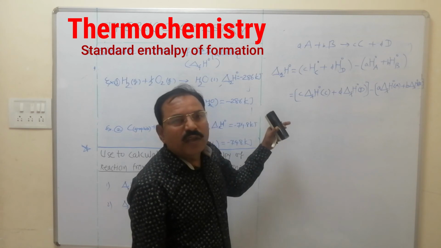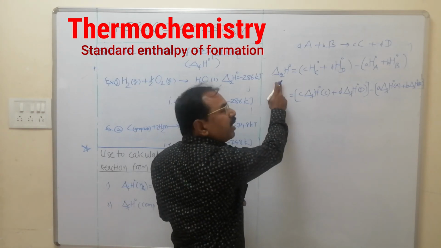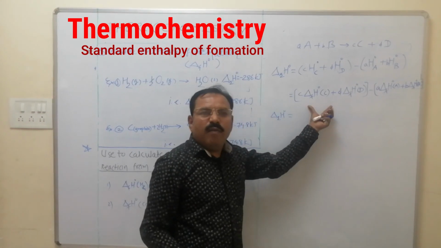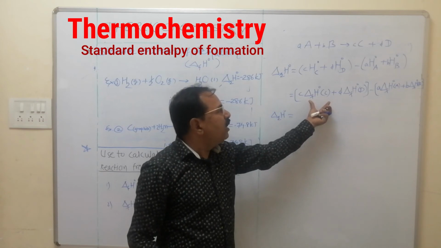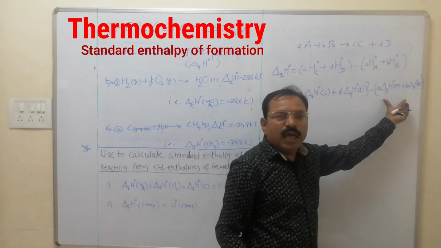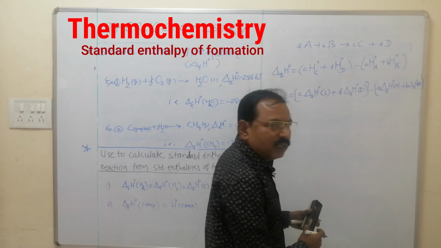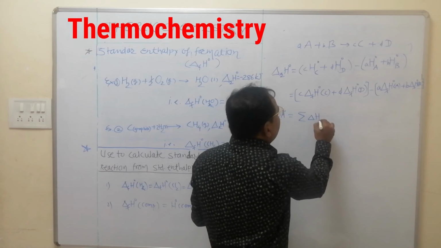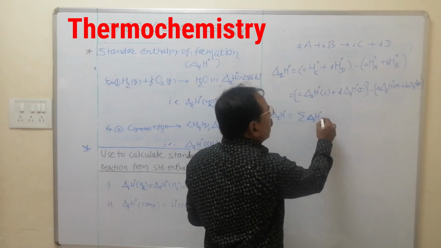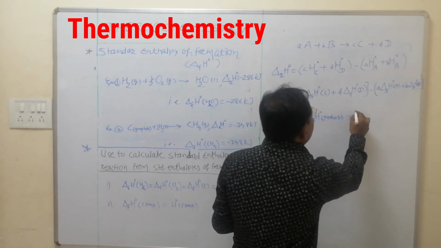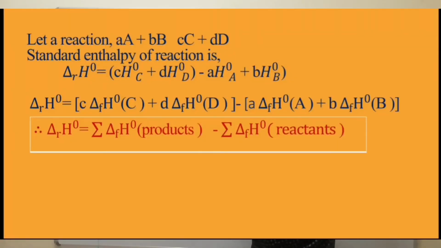From this equation we can write like this: the standard enthalpy of reaction is equal to the summation of standard enthalpy of formation of products minus the summation of standard enthalpies of formation of reactants. Therefore, I am writing like this: the summation of standard enthalpies of products, that is right here products, minus summation of standard enthalpies of reactants.